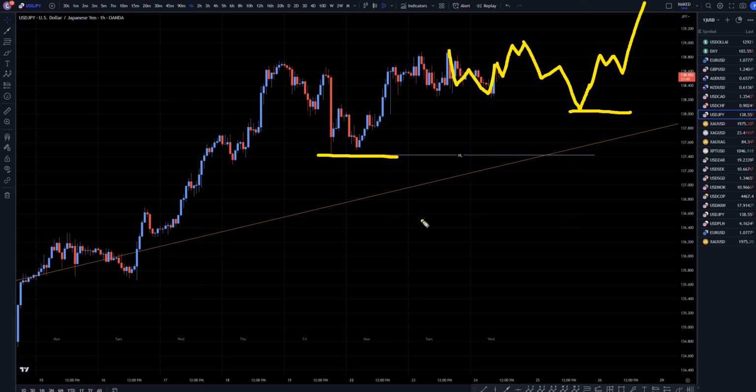Like I said, I am only looking for longs unless it goes down and breaks this structure level, and I'm only looking to go long at the end of these A, B, C pullbacks for the continuation of this uptrend, which looks like a wave C but could turn into a wave 3.